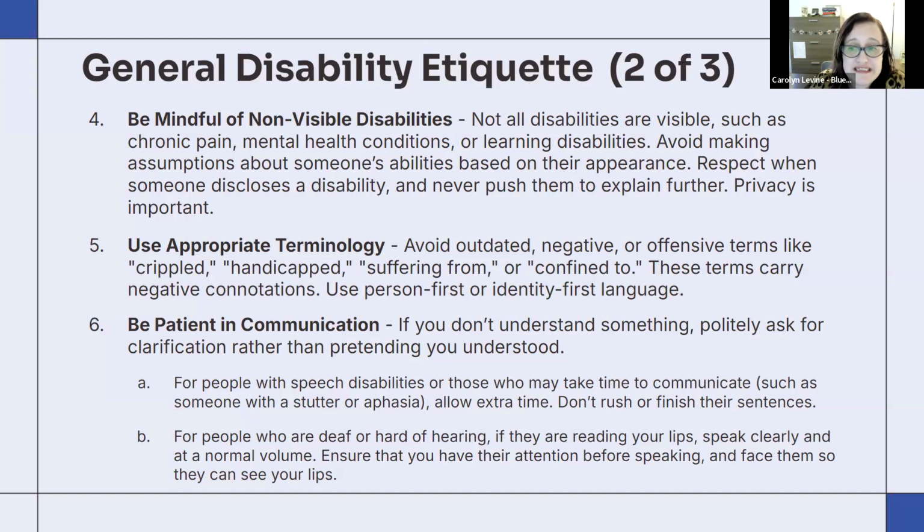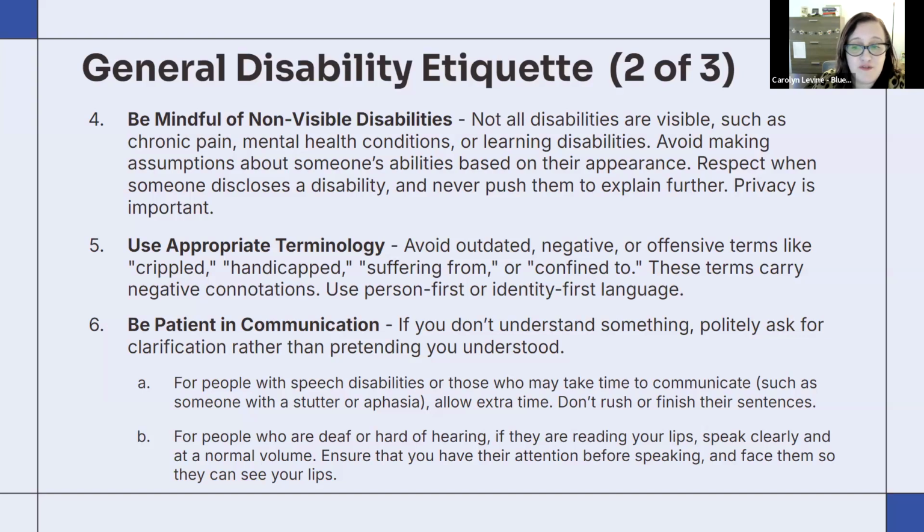If you don't understand something, ask for clarification rather than pretending you understand. So if someone has a stutter or aphasia, give them a minute. Or folks sometimes with cerebral palsy, it might take them a little longer to answer questions, or their speech might be a little hard to understand. It's okay to ask them to repeat themselves. It's better that you do that than just being like, oh yeah, I heard you, I understood, we're good. And then you guys are on completely different pages.